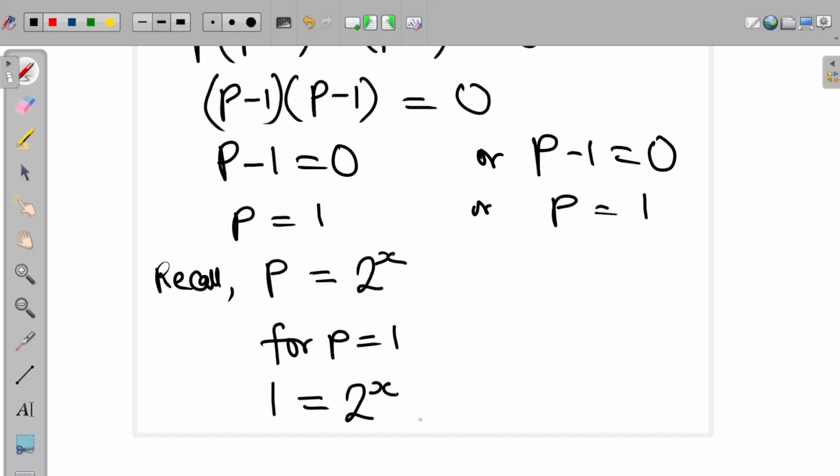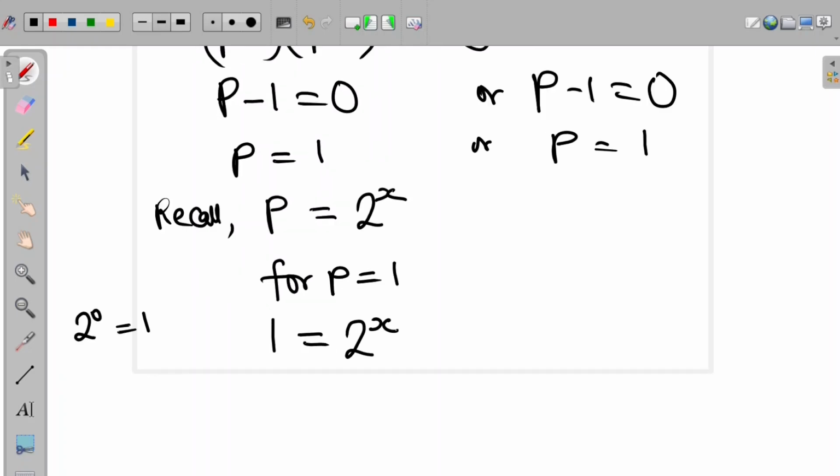Now, since we have base 2 here, we can express 1 in base 2. And to achieve that, we have 2 to the power of 0, which is equal to 1. So this equation becomes 2 to the power of 0 equal to 2 to the power of x. So since the bases are the same, then the powers should be the same. So x is equal to 0.